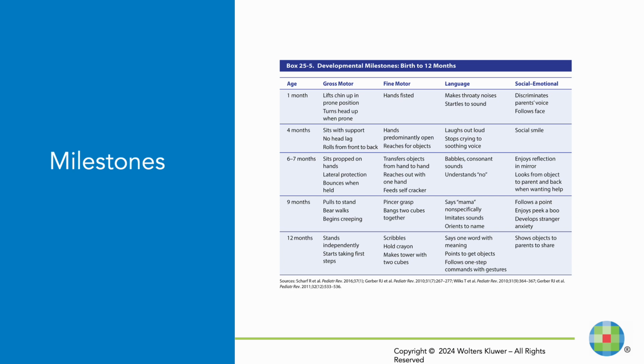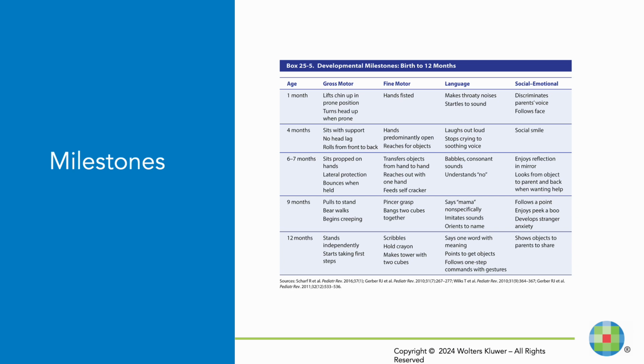Now, at 6 to 7 months of age, they can start to sit propped up on hands. They have some lateral protection. They're bouncing when held. They can transfer objects from hand to hand. They can reach out with one hand. They could begin to feed themselves something small like a cracker.